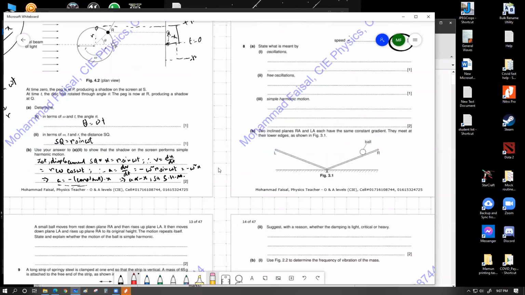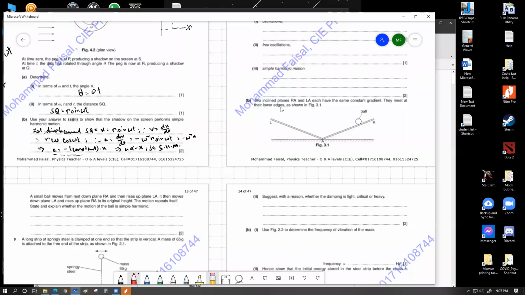Let's have a look at 8b. It says 2 inclined planes RA and LA each have the same constant gradient. They meet at their lower edges as shown in figure 3.1. A small ball moves from rest down plane RA and then rises up plane LA. It then moves down plane LA and rises up plane RA to its original height. The motion repeats itself. The question says it is moving up to its original height, which means we have no energy loss. The motion repeats itself, which means it is a periodic motion. State and explain whether the motion of the ball is simple harmonic or not.